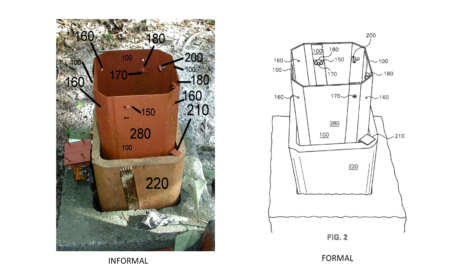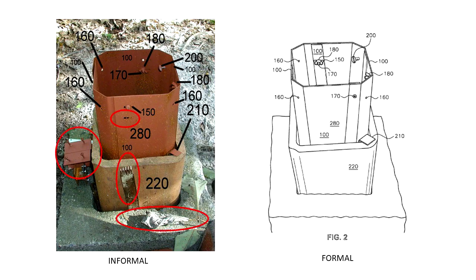Here's an example of an informal drawing versus a formal drawing for the same thing. On the left, obviously, is the informal drawing for an invention, and on the right is the corresponding formal drawing. The one on the left was a digital photo taken by the inventor, and then some crude numbers and lines were overlaid on it to point out the important parts. That drawing on the left is fine for a provisional patent application, but for a regular patent application, it should look like the one on the right.